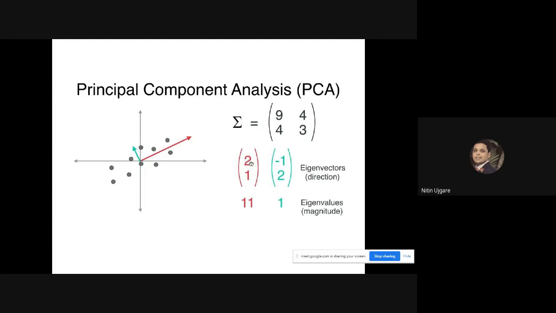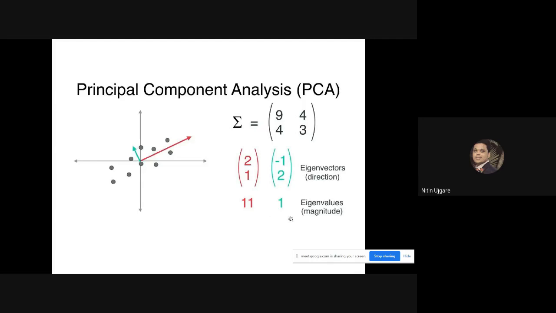So 2 is the variance of x, and 1 is the variance of y. This is how we can see it. At this position somewhere we get the direction of our first eigenvector, and 11 is the magnitude value of the first eigenvector. Similarly, the second eigenvector is minus 1, 2, and the eigenvalue associated with this eigenvector is only 1.